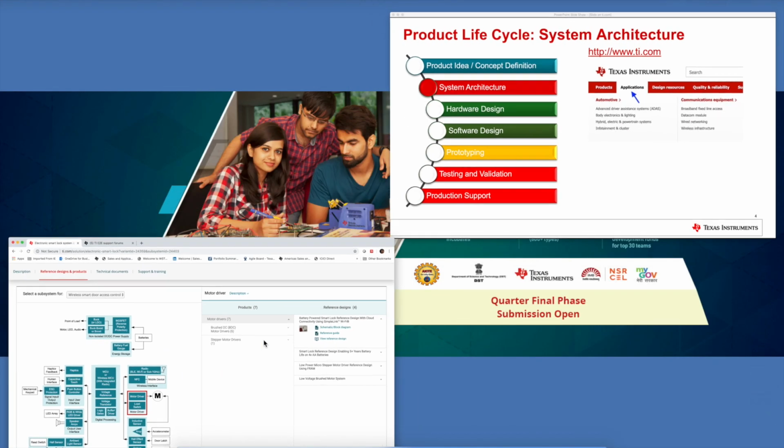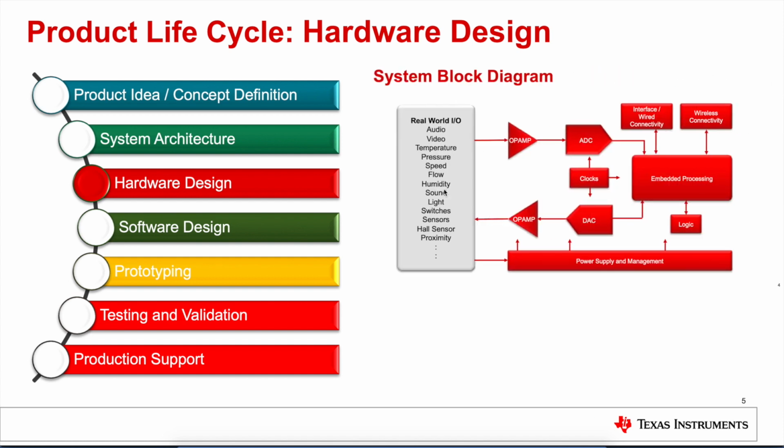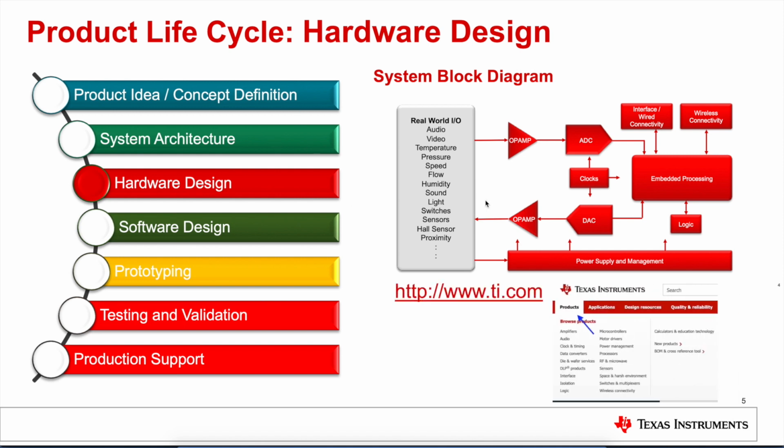Hope it's clear. Let's move back to the presentation. Next, we are going to talk about the hardware design portion of the product lifecycle. Hardware design is an important aspect wherein you will be deciding on the part selection for your design, right? The key decision for the product is to look at what your system block diagram looks like based on the architecture you derived, and the next thing you will look at is the products. So for TI, where do you find the products for each and every subsystem of your block diagram?